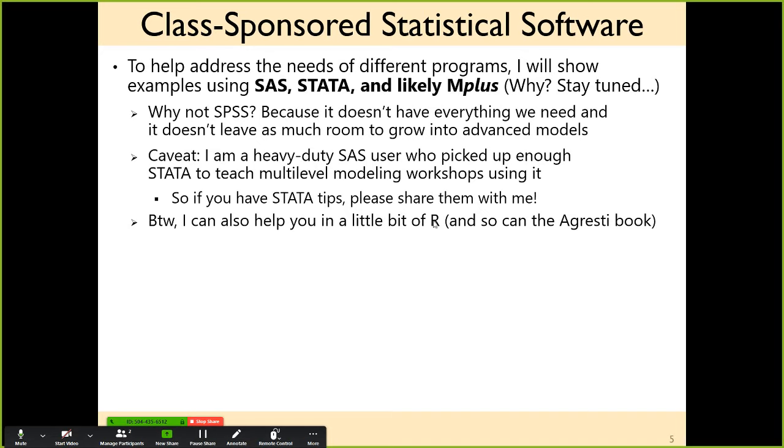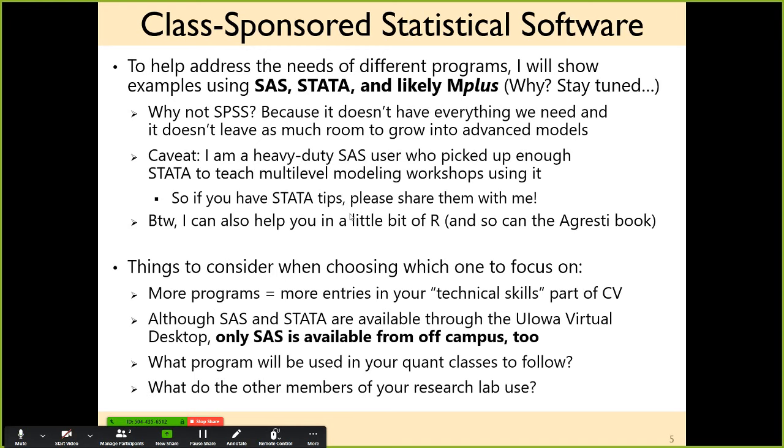I can help you in a little bit of R. I'm an R reader, not a writer. Like, I can look at the code and probably tell you what it does, but I couldn't generate it myself. But the Agresti book uses R, and of course the entire internet is full of R code. If you're looking to pick up extra packages, that's one that I would also recommend.